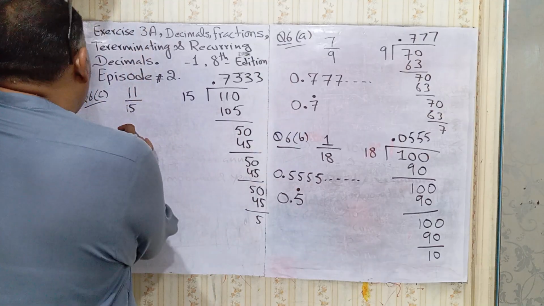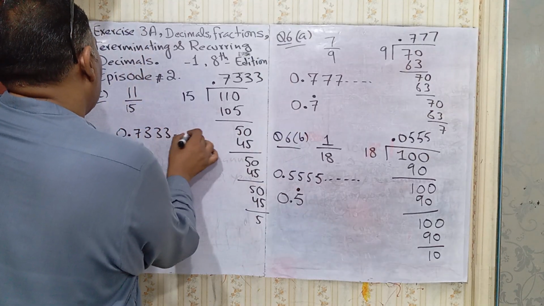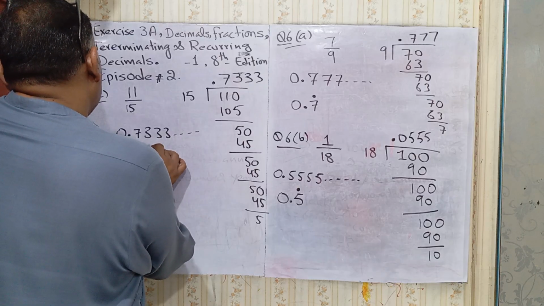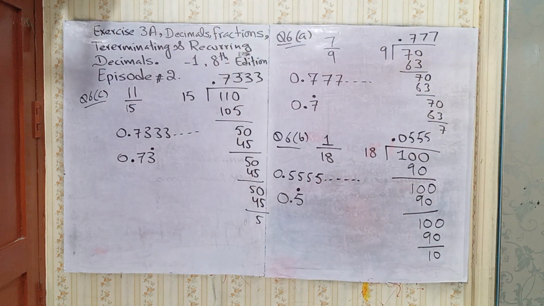So you can write it like 0.7333 and dot. So which means 0.73. And on the 3 I can put a dot, which means that 3, which is at the end, it will repeat. So the answer will be 0.7333333333333333. Okay, recurring. So this is how you do question number 6, and it's C part.